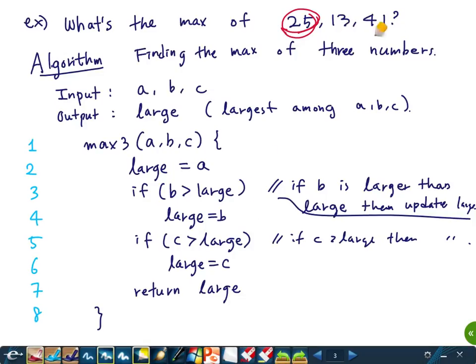But now we go to the next line and we compare large with C. Which one's bigger? Large is 25 now. Which is bigger, 25 or C? C is 41, bigger than 25. So this is true. So this will be executed. So large is now C, which is 41. And then we go to the next line. The if statement is finished, return large. So you will return 41, which is really the maximum among these three numbers.